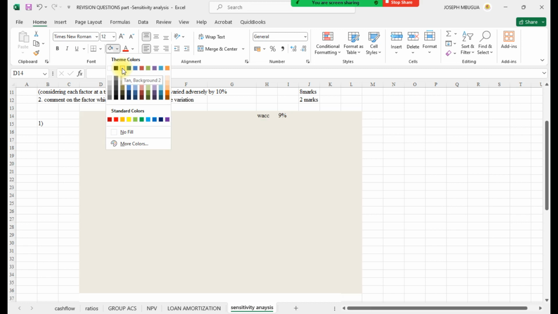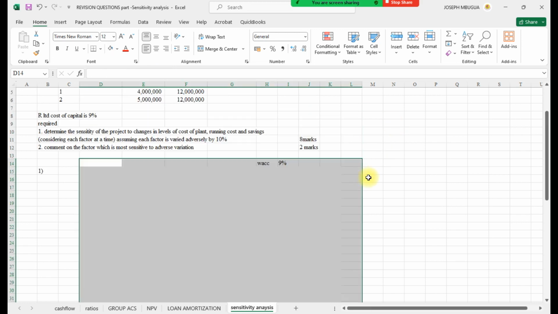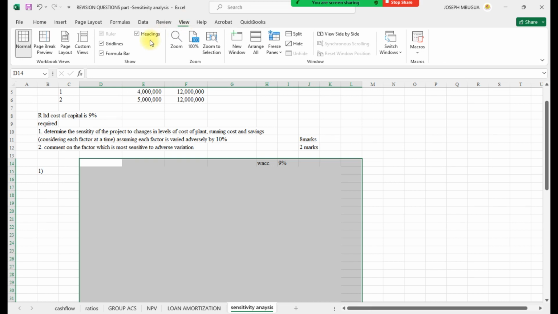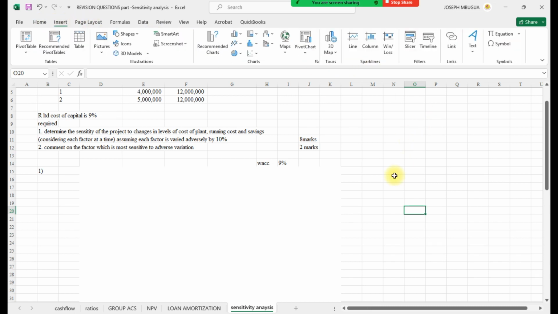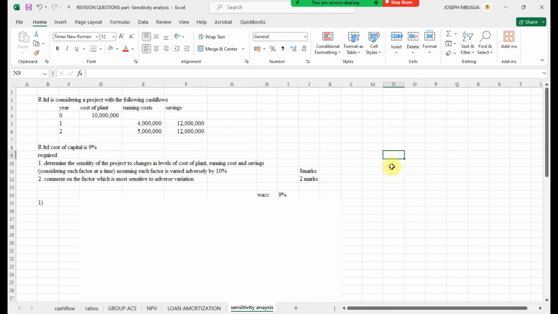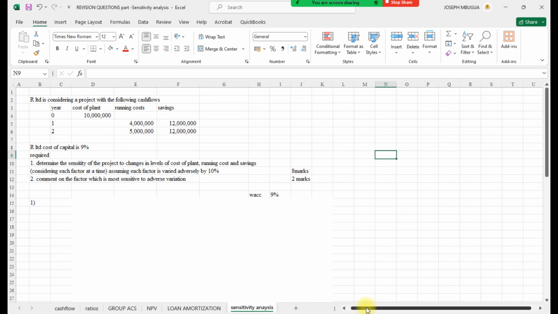Trying to eliminate this. Just a minute. And ruler grid lines are already there. Okay. Yeah, so I'll just do it here. I'll need to do it here.